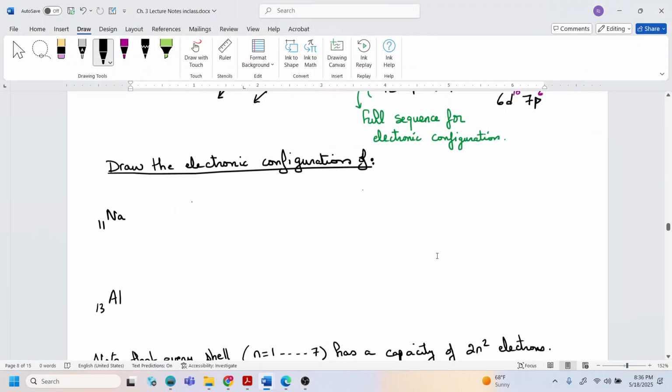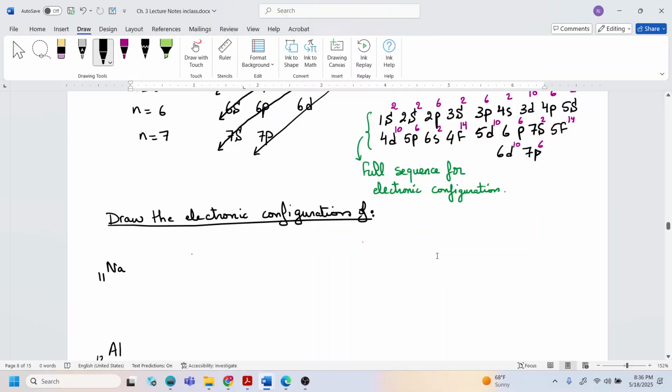So let's have some examples on the electronic configuration. Let's say the question is: draw the electronic configuration of sodium. The first thing that you do is go to the periodic table and check the atomic number of sodium, where the sodium is. This is not the mass number, the atomic number. So you always need the atomic number.